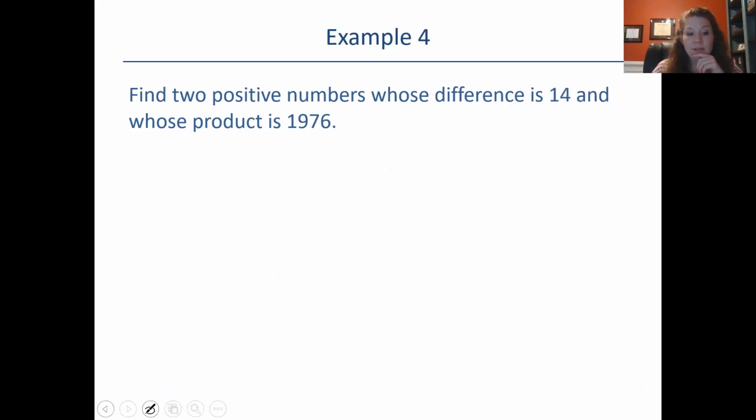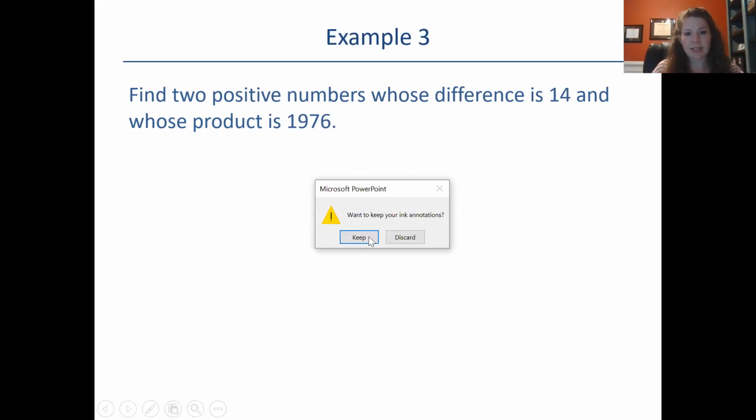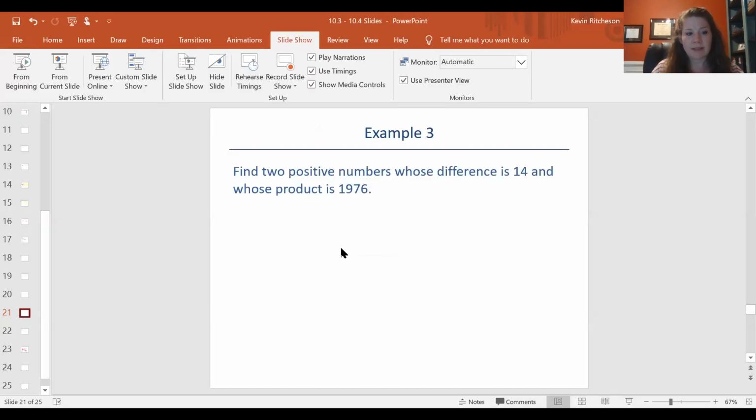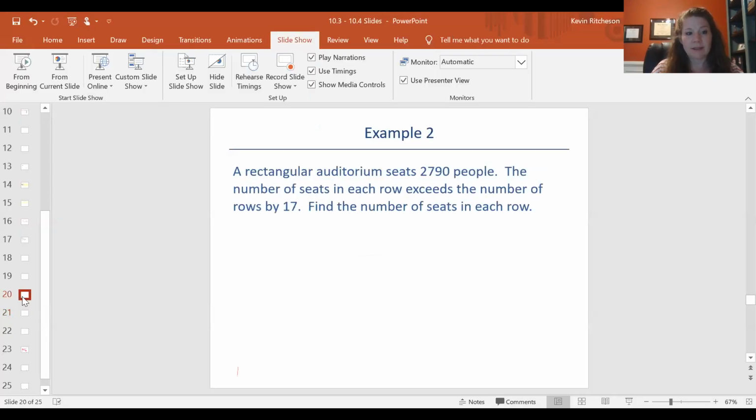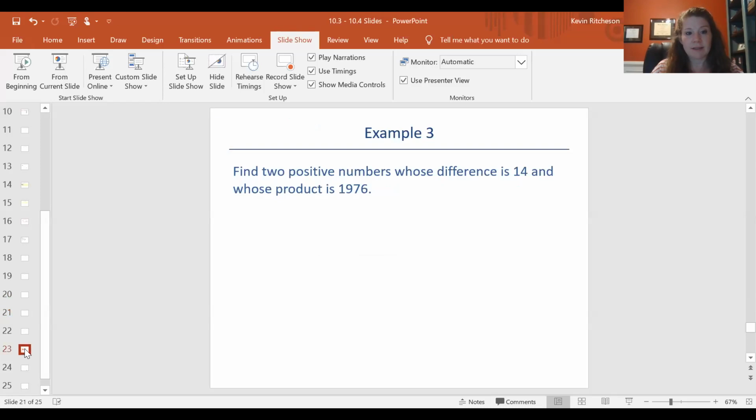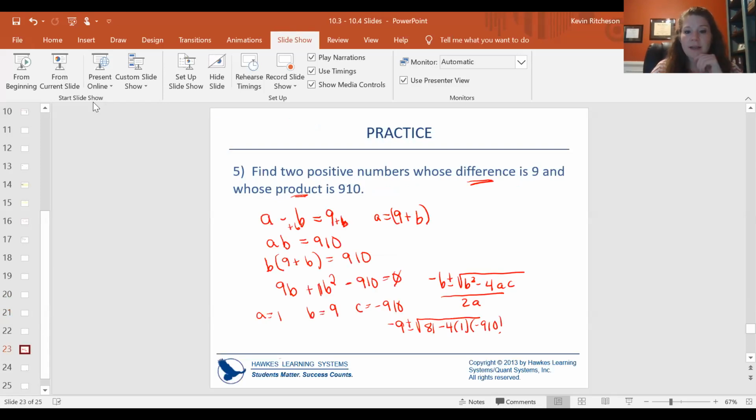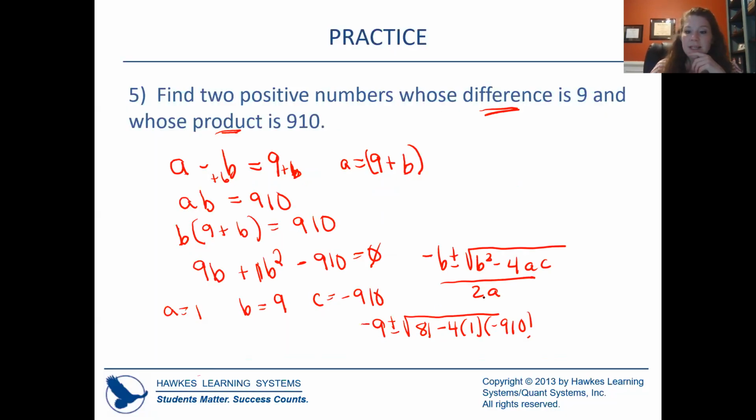Oh, dookie. Let's see. There it is. Okay. All right. So, there we go. Sorry, guys. All over 2 times a. Oh, that's ugly. All right.